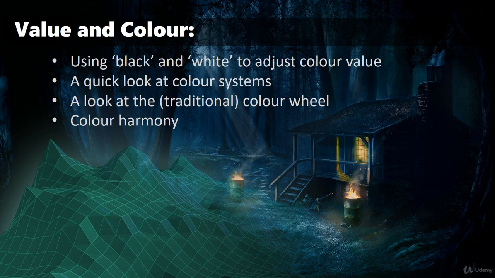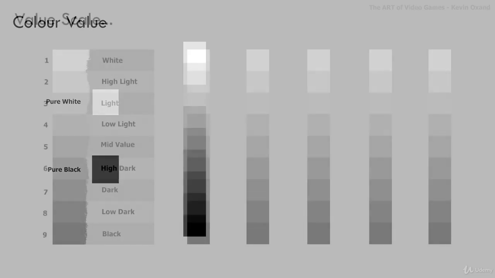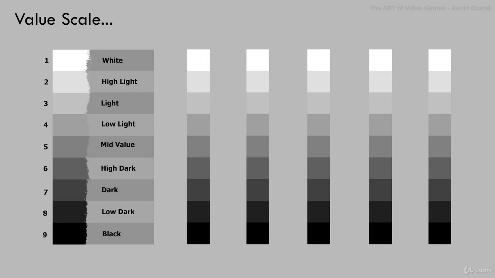So let's start by looking at value. Value is the lightness or the darkness of a color, any color. It can be changed by adding either black or white to the color. Denman Ross, an American artist and scholar of art history, created a value scale which is still used today, and it goes like this.